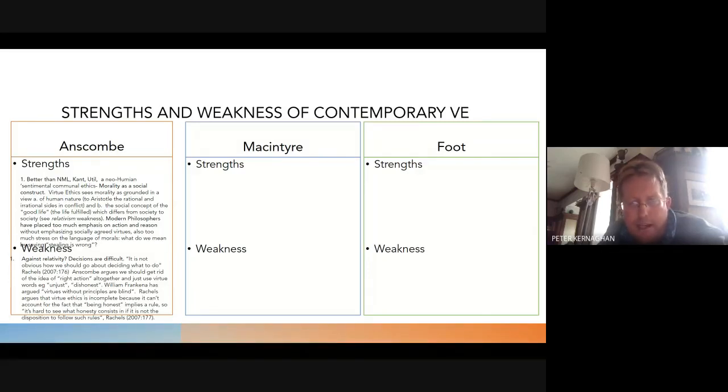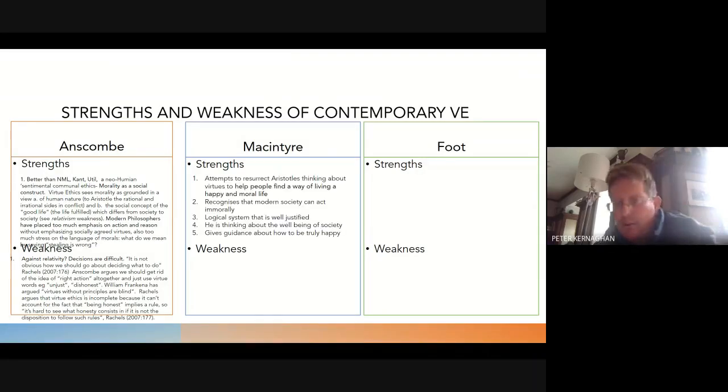Right, we move on to MacIntyre. Like Anscombe, he attempted to resurrect Aristotle's way of thinking to help people find a way of living a happy and moral life today in modern society. So his was an argument for modern morality. It's his modernness that gives him a strength: it's less elitist. His list of virtues is less elitist than Aristotle's. So he recognizes that modern society can be immoral and therefore needs systems to guide it. Logical systems, therefore, are well justified.